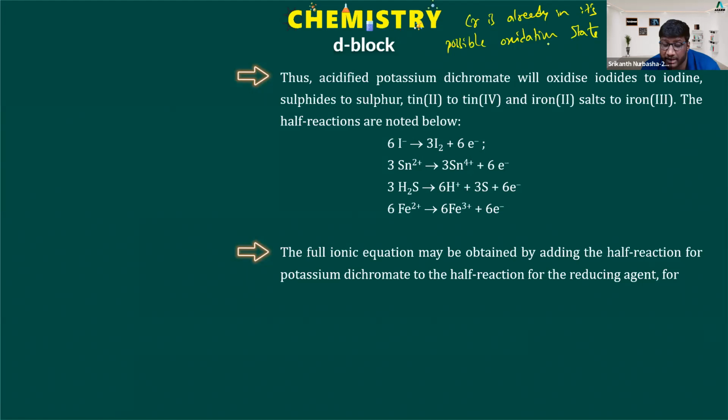So if it cannot increase its oxidation state further, that means it cannot lose its electrons further. What do you mean by that? It will not lose its electrons. It will not undergo oxidation further, which means it will not be acting as a reducing agent. It can undergo reduction. That means it can act as an oxidizing agent.